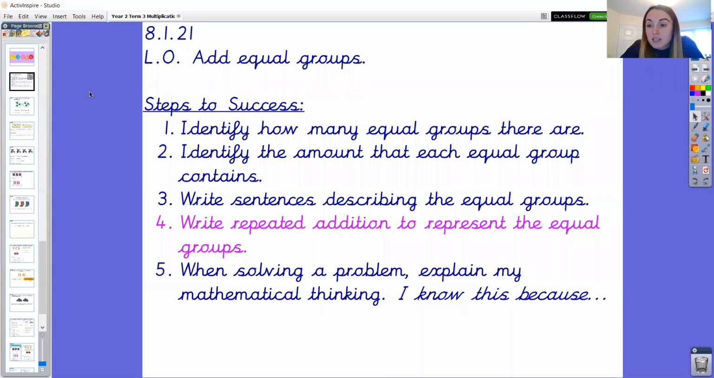So we have focused on this a little bit during our big math sessions already this year. And lastly, just a little reminder that when solving a problem, please explain your mathematical thinking. So throughout this session, just like the previous lessons, there will be pause points where you can engage in conversation and show your amazing reasoning skills, explaining how you know something.